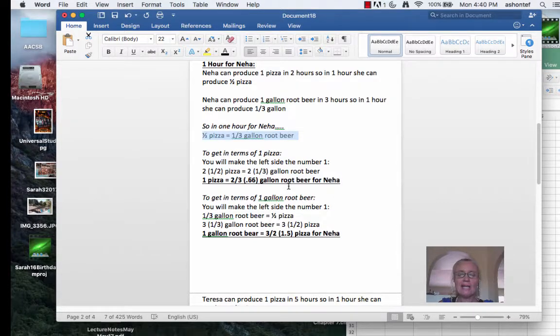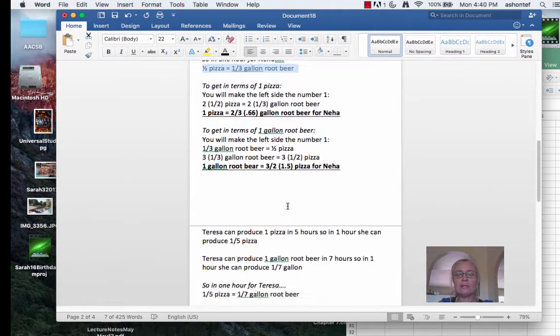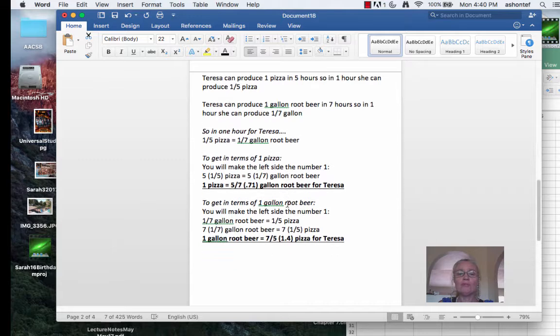So now we're going to do exactly the same thing for Teresa. Reviewing the information we had on Teresa, we were told she can produce a pizza in 5 hours. So if we put that in increments of 1 hour, that means if it takes you 5 hours for an entire one pizza, every hour you're doing 1/5 of the pizza. So in 1 hour, she can produce 1/5 of a pizza.